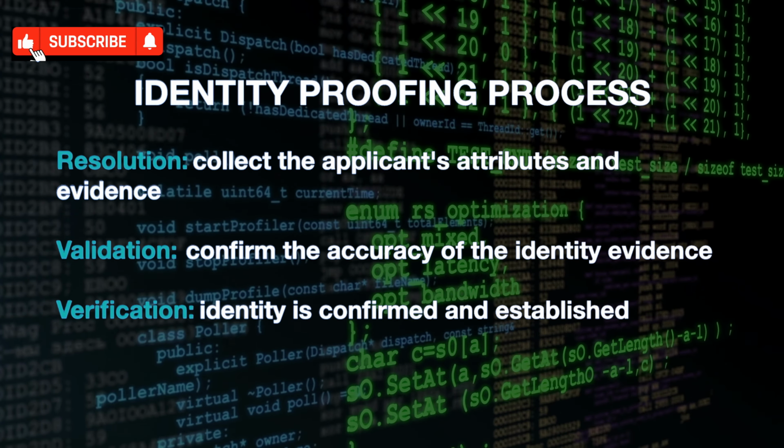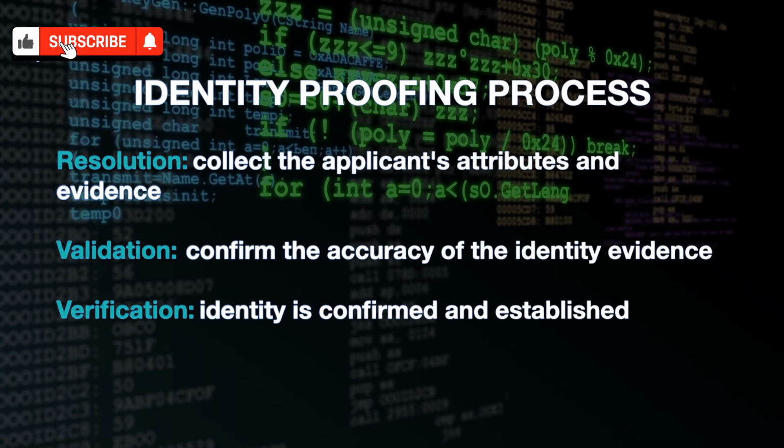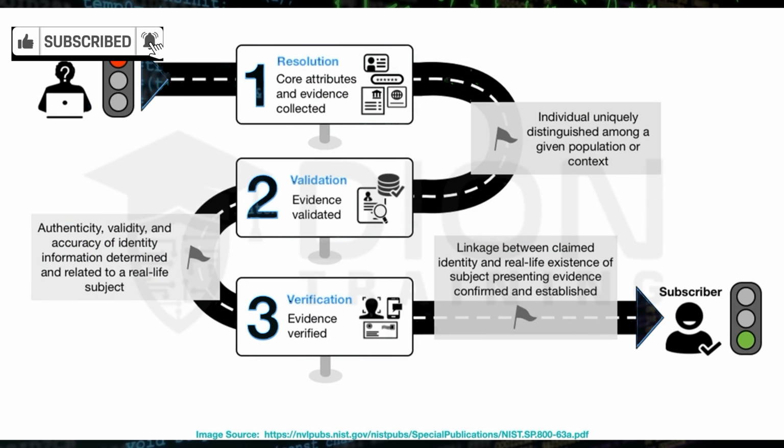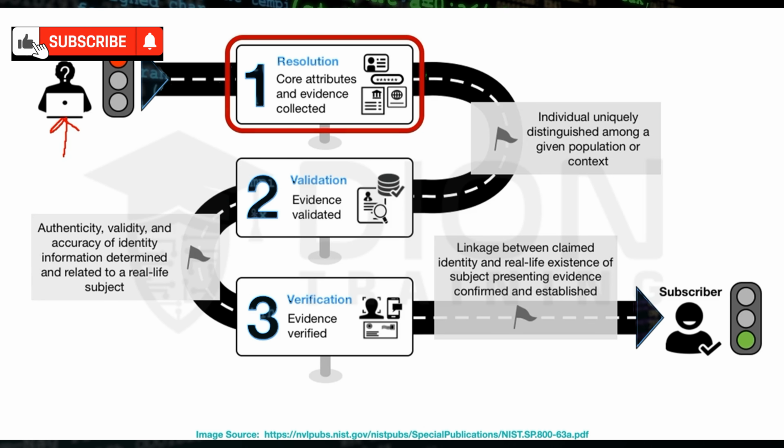So let's step through the process real quick. First of all, you have your applicant, right? Your applicant is going to be requesting an identity of some kind. Then we start the resolution process. The resolution is where we collect all the information, all the evidence, and we try to find if this individual is unique, right? And we want to distinguish that from all of our other identities within the system.